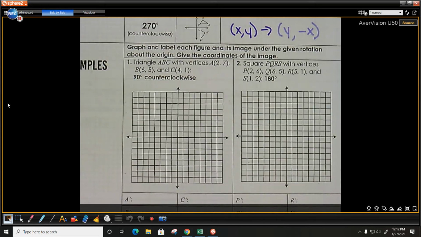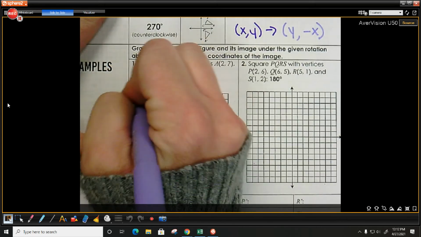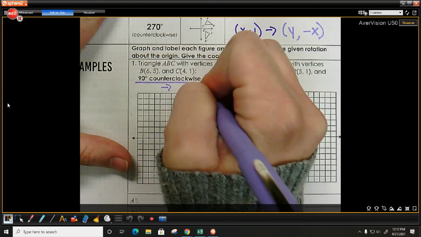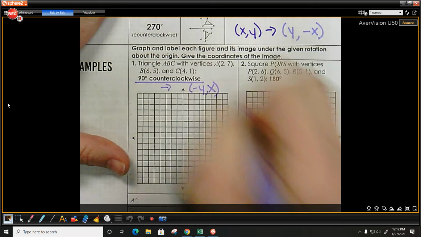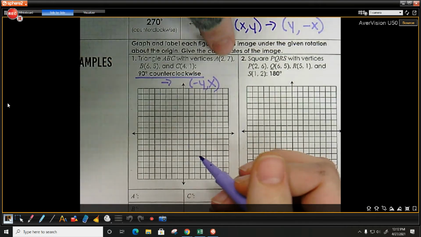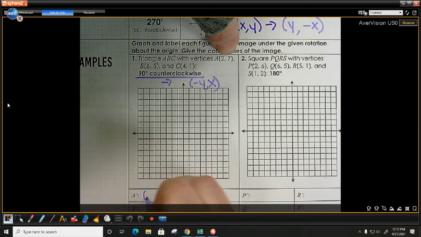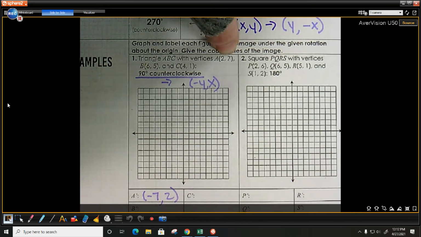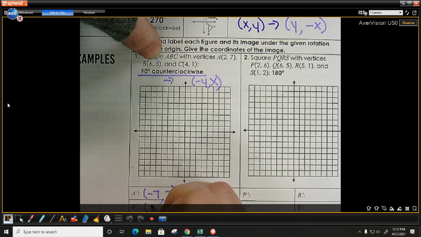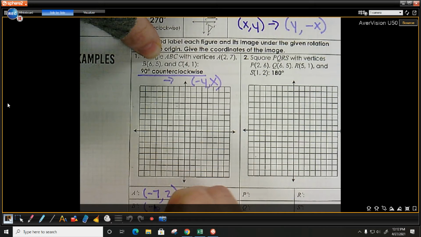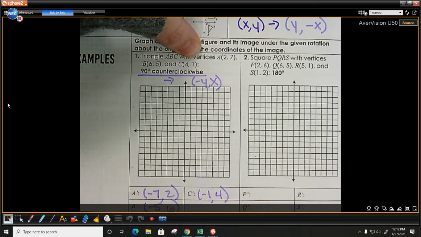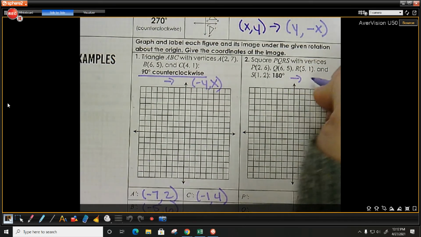So 90 degrees counterclockwise means my points are going to become negative y, comma x. Flip-flop the ordered pair and change the y value. So what's my new ordered pair? Negative 7, 2. Flip-flop them and the 7 becomes negative. What about b prime? Negative 5, 6. Very good. And then c prime? Negative 1, 4. Great job.